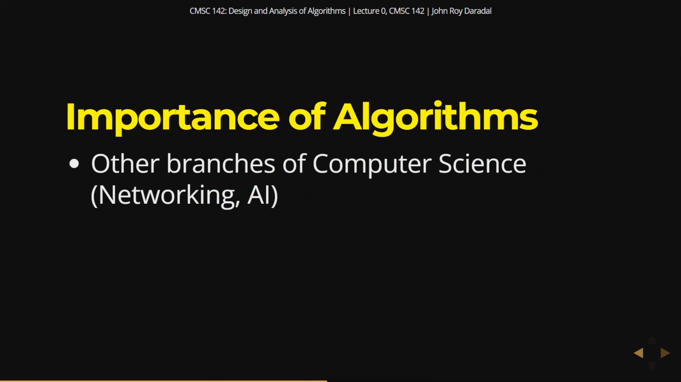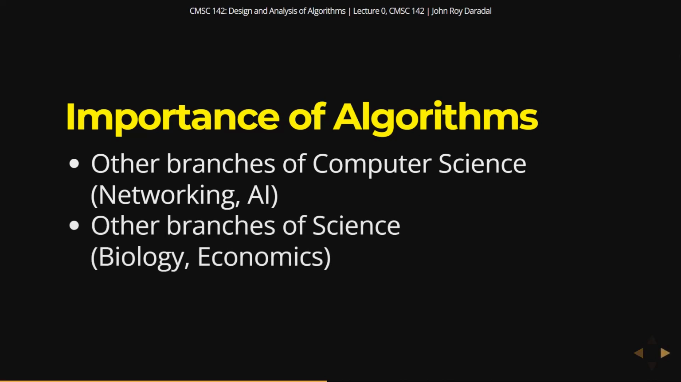Algorithms are also important in other branches of computer science like networking, AI, machine learning, computer vision, and so on. And even in other branches of science, like biology, you have bioinformatics, such as in gene sequencing, and so on. For economics, you have things like game theory, wherein algorithms are also important, right? So it's not just in computer science, but also in other branches of science as well.